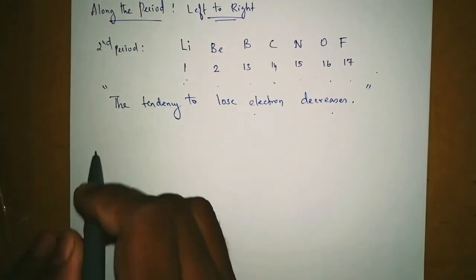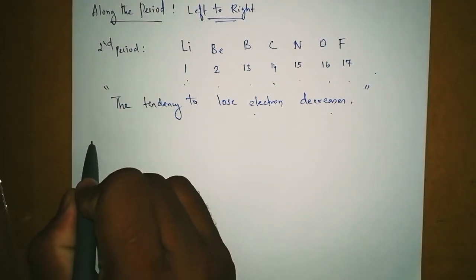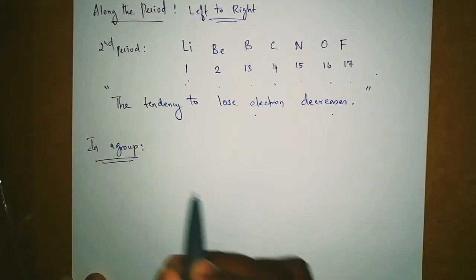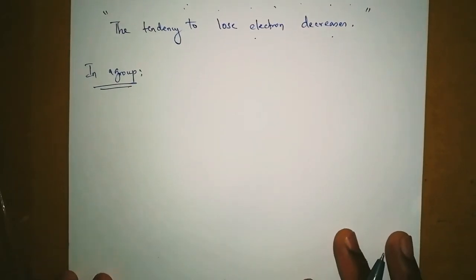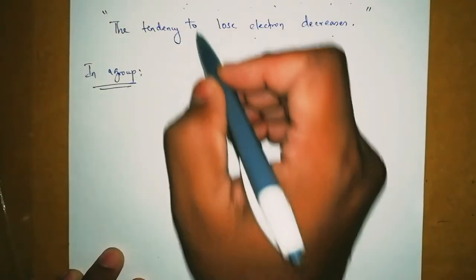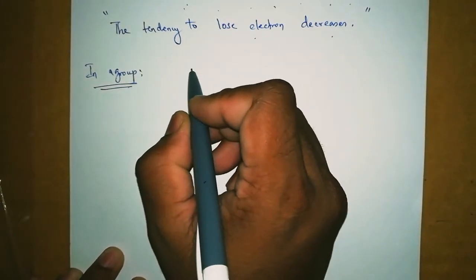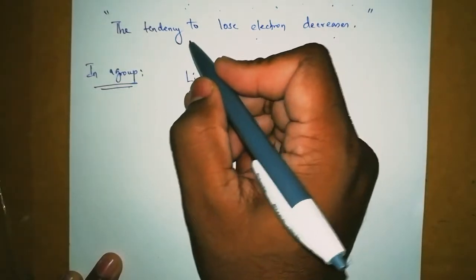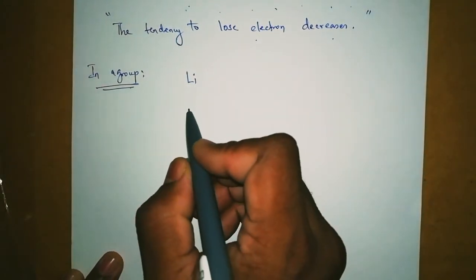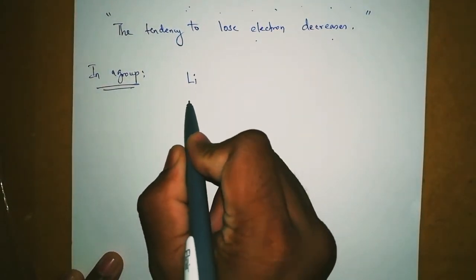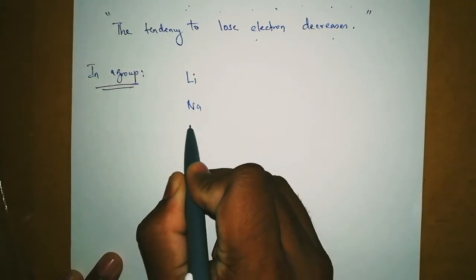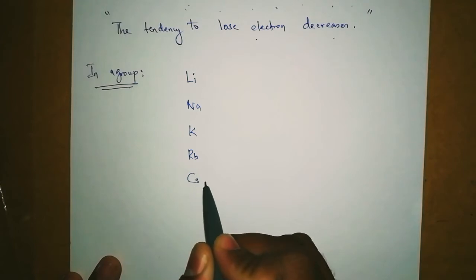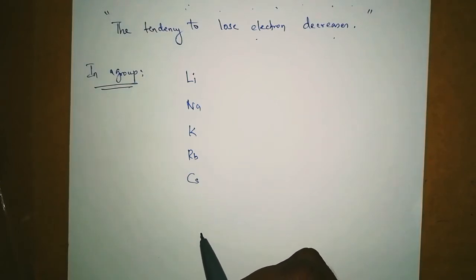Right. What happens in the group? So in group क्या होगा? In a group, how they behave. Okay. In group में, so I am going to take only the first group. What are the elements present in the first group? We'll write it as lithium, even hydrogen also there, but we'll start with lithium. We need only metals, right? Lithium, sodium, potassium, rubidium, cesium. Okay, so all these elements are there in the first group.